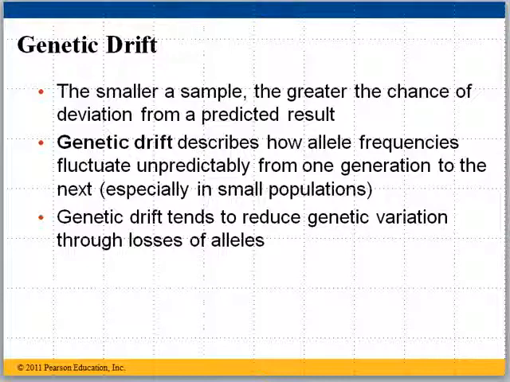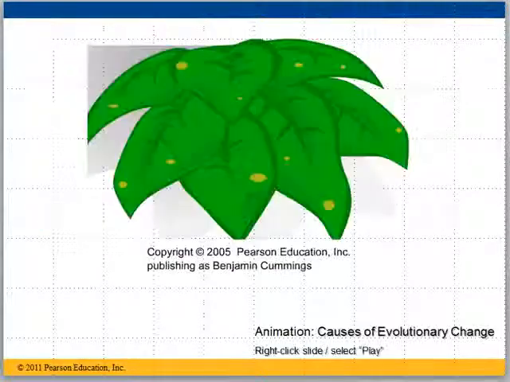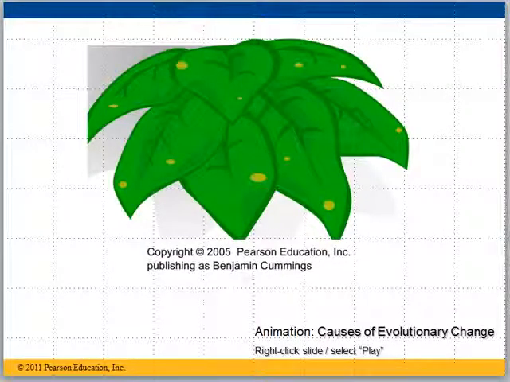There is a short little animation here you can take a look at. Right click and hit play, and it talks about genetic drift and it talks about natural selection both, and it kind of gives you an overview of them. So let's continue looking at genetic drift.